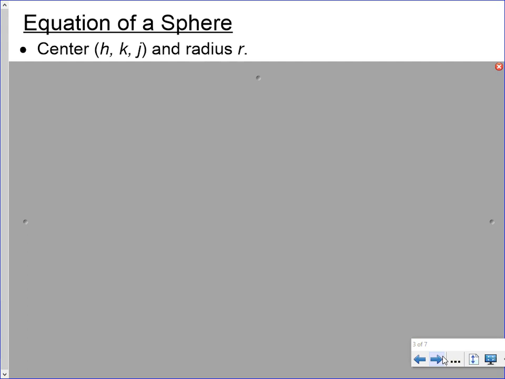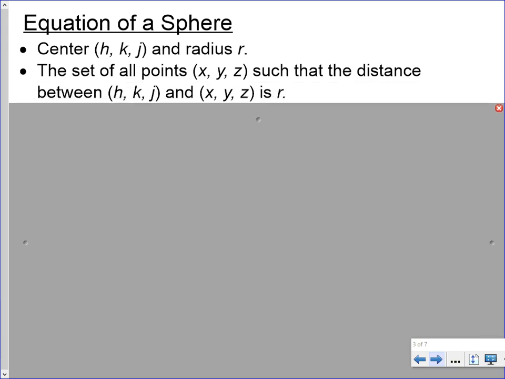Basically, the equation of the sphere in 3 dimensions is much like the equation of a circle in 2 dimensions. In the equation of a sphere, you're going to have a center point. Normally in 2 dimensions, the center point is just h, k for a circle. Now it's going to be h, k, j. And you still have a radius, and we'll use r for our radius like we use for our circle in 2 dimensions.